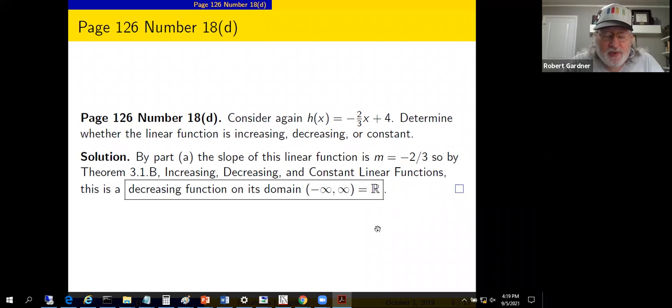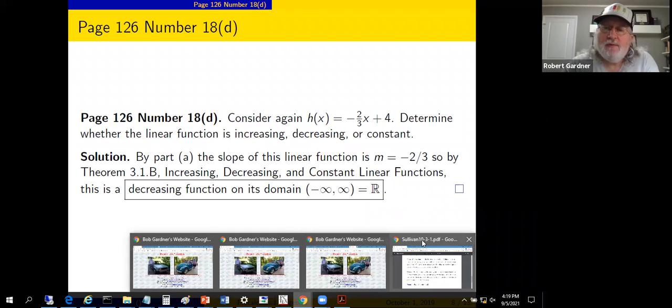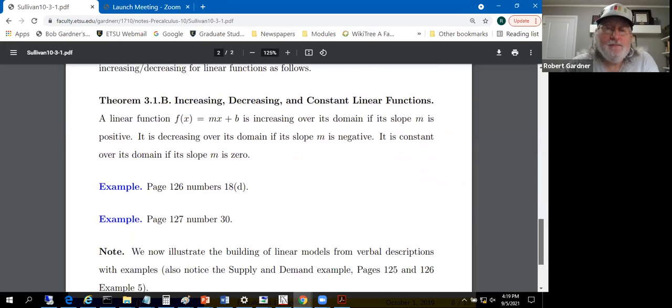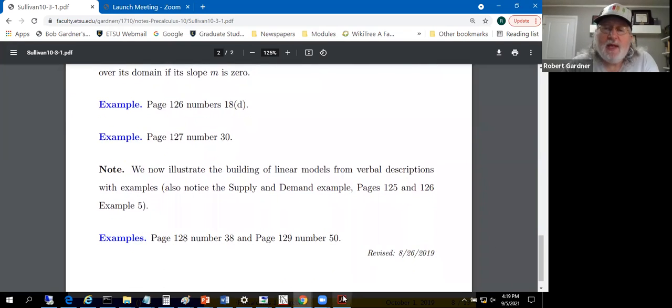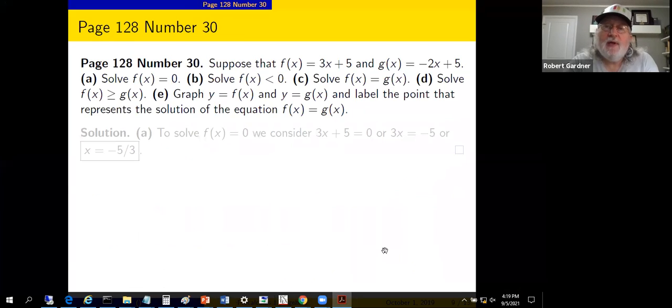So, easy enough to determine increasing and decreasing for linear functions. It's simply a matter of the sign of the slope. Returning to the notes. Let's do another example. Return to the exercises.